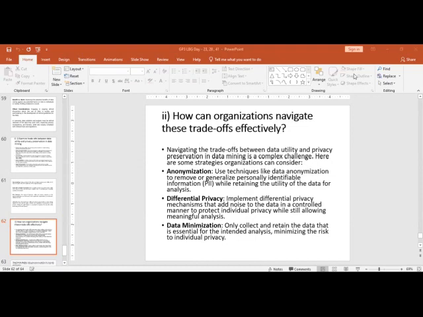Differential privacy: implement differential privacy mechanisms that add noise to the data in a controlled manner to protect individual privacy while still allowing meaningful analysis. Data minimization: only collect and retain the data that is essential for intended analysis, minimizing the risk to individual privacy.